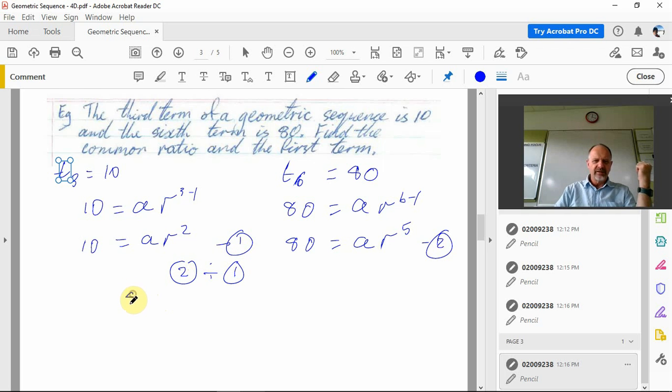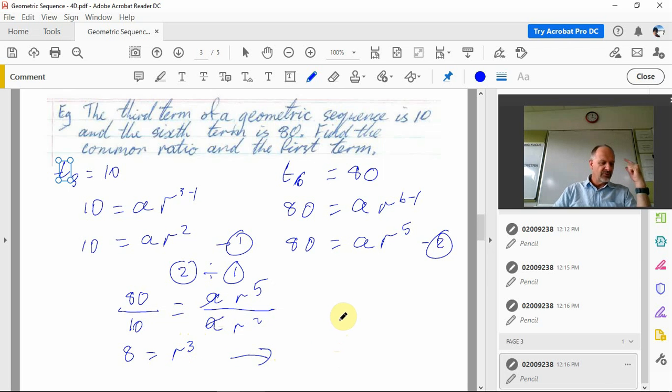And so you get 80 over 10 equals ar^5 over ar^2. So 8 on that side, and the a's cancel. Index law, when we're dividing, we take away, so that's r^3. And so from what we know then, r has got to be equal to 2.